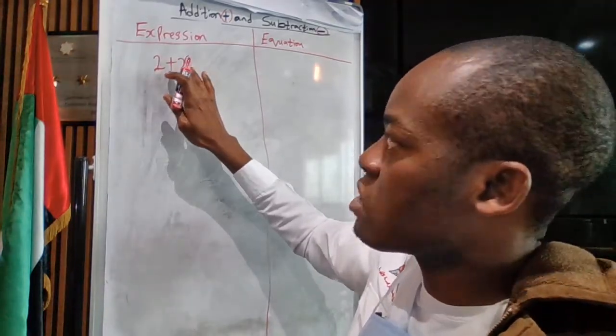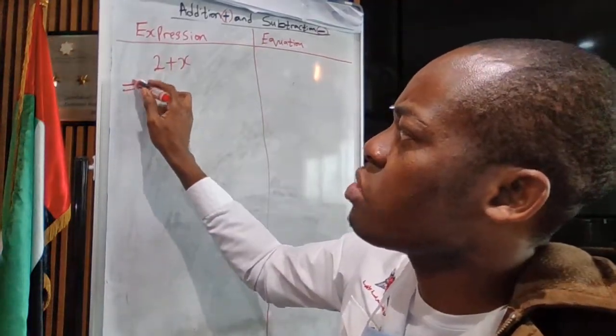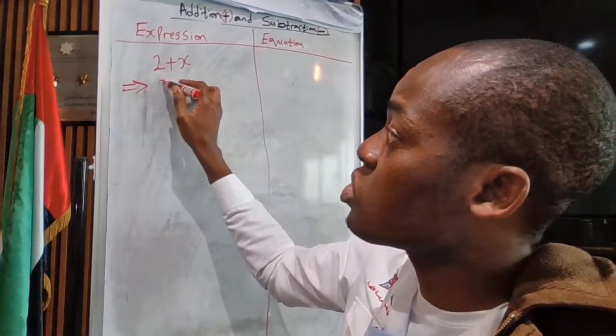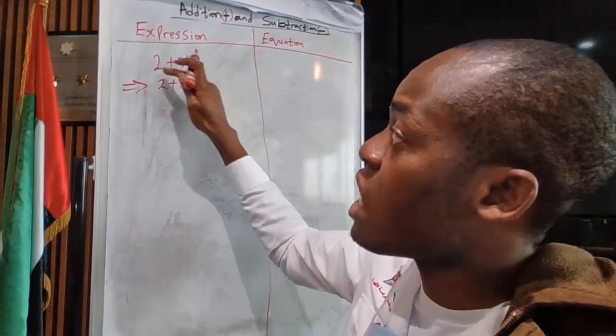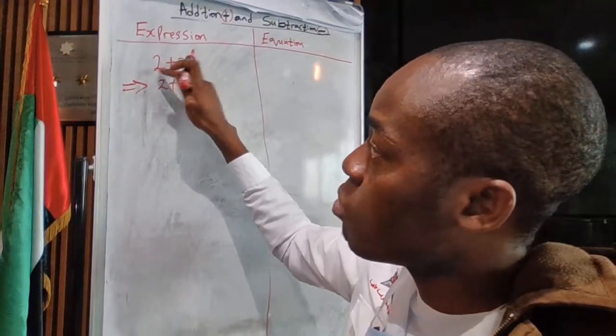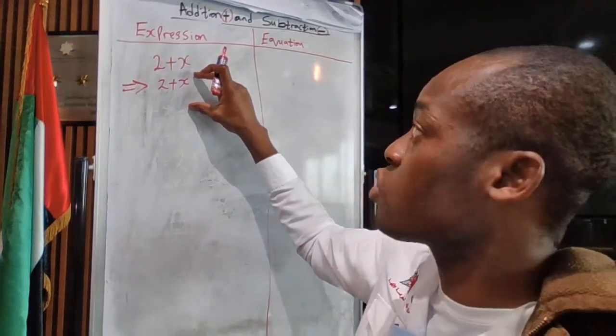Now, that is just one part of it. With 2 plus x, the best way to write the answer is: the answer is 2 plus x, because they are unlike terms. This is an ordinary number, this is an alphabet, so you cannot add them together.